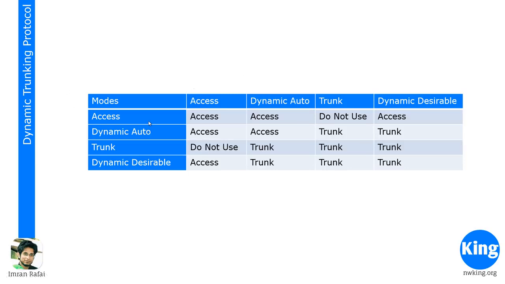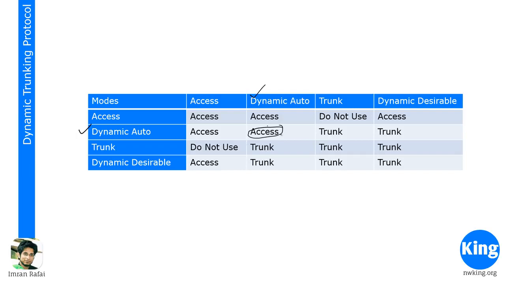So if you take a device out of the box and connect a wire from one switch to another switch, both of them are going to be in dynamic auto mode. Hence, if you look at this table that I created so that it becomes easy for you to know what will happen: if both the ports are in dynamic auto, which is the default case, the switch will not form a trunk. It will still stay in access mode.